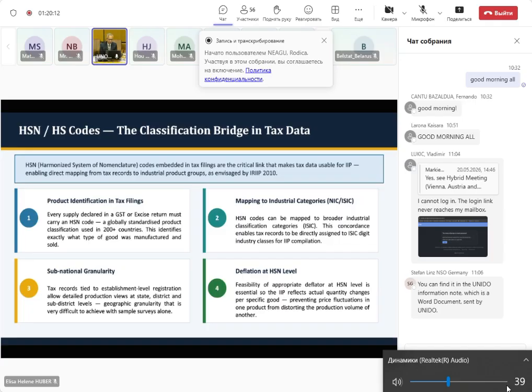Mapping, as I already discussed, is required from product code to industry. And the most important part is how to deflate, because the data available from industries is in value terms. It is not physical quantities. So you require deflators to be able to use this data. If you have the deflators for each and every product, then only will you be able to utilize this data.